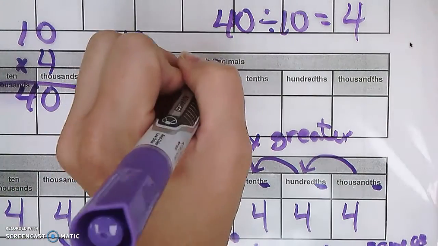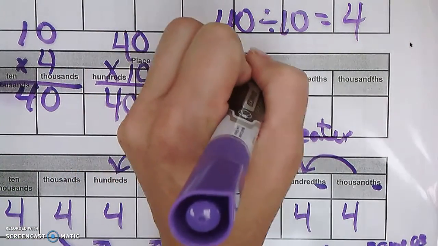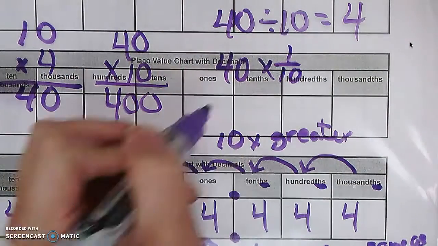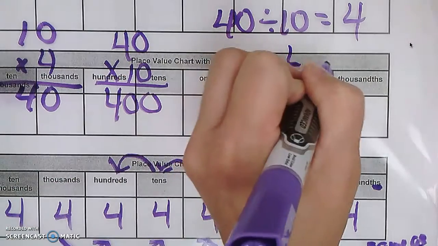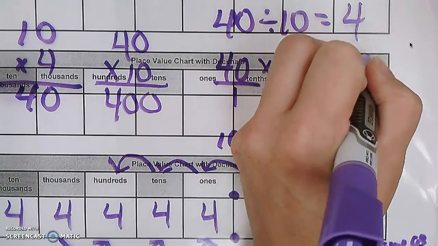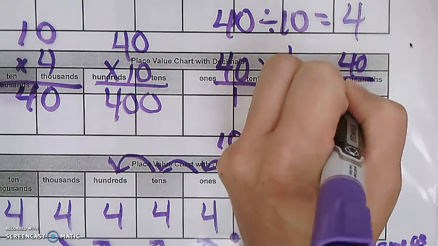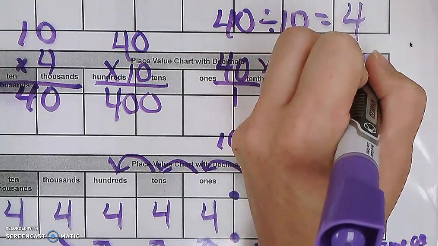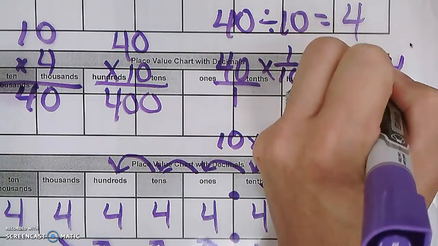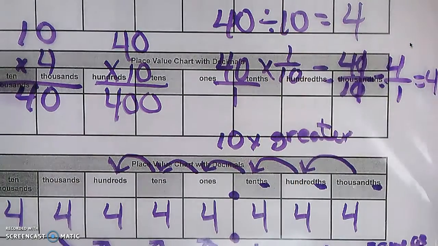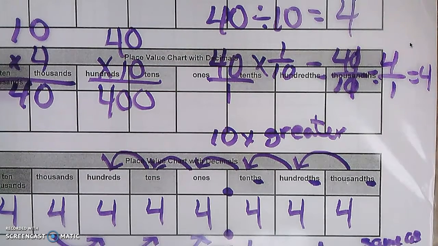Or if I do it in fraction form, 40 times 1/10, I would put a 1 underneath the 40, and then I would do 40 times 1 is 40, and 1 times 10 is 10, and if I simplify those, I get 4 over 1, which is the same as 4. So when I multiply by the fraction 1/10, I still get 4, because that is what we are doing as we move to the right on our place value chart.